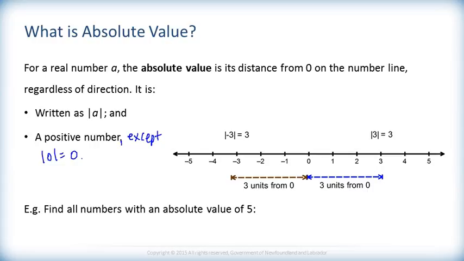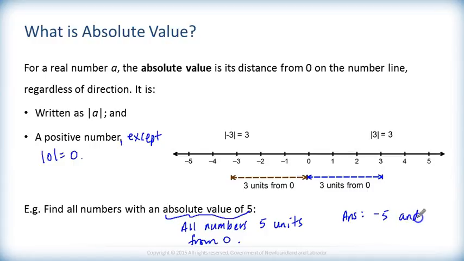Now, find all numbers with an absolute value of 5. Well, that means we want to find all numbers with a distance of 5 units from 0. So we have two of them. -5 is 5 units from 0, and +5 is 5 units from 0. So the answers are -5 and 5. If we take their absolute values, the absolute value of -5 is +5, and the absolute value of +5 is +5.